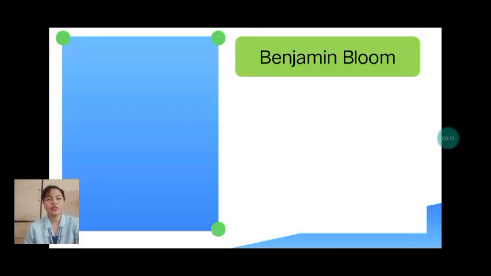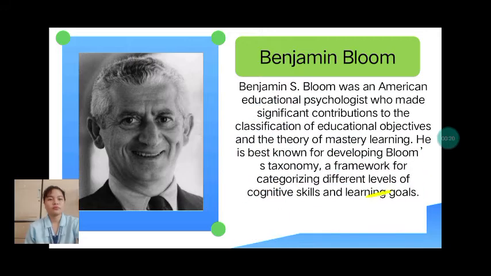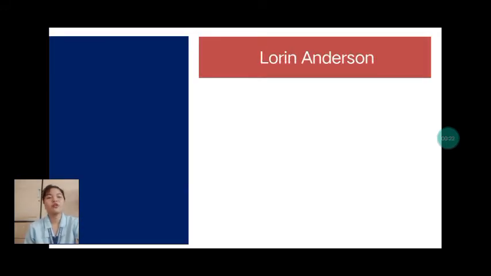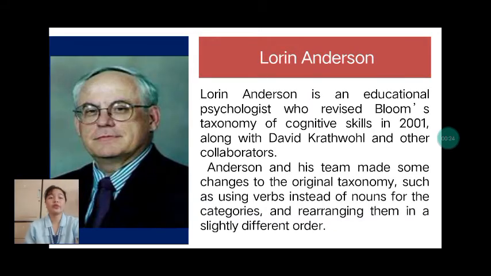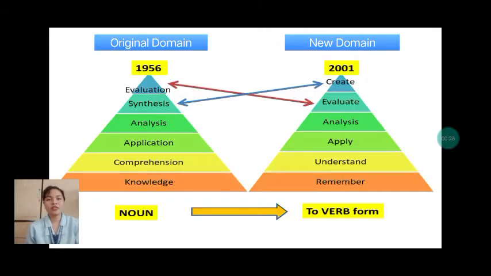So this is Benjamin Bloom, the one who created the Bloom's taxonomy, and Lauren Anderson is the one who revised the Bloom's taxonomy. So here, as you can see, these are the original domain in 1956. Benjamin Bloom is using noun while Lauren Anderson is using verb form in the new domain.